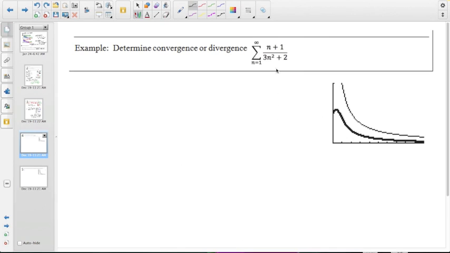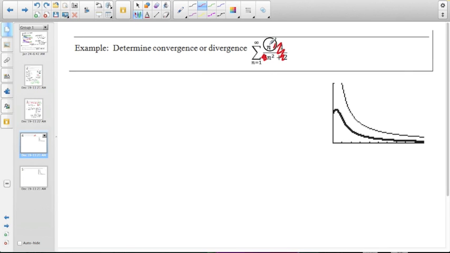Looking at this example, we have the series n plus 1 over 3n squared plus 2 as n goes from 1 to infinity. Again, looking at simplifying this, we have a power of 1 in the numerator and a power of 2 in the denominator. It would be nice to do that. n over n squared is 1 over n, so 1 over 3n would be okay.